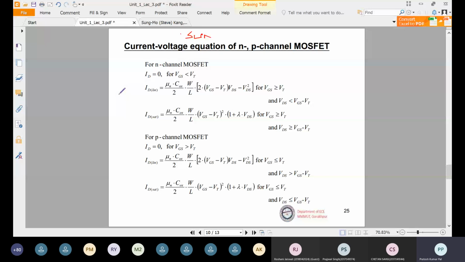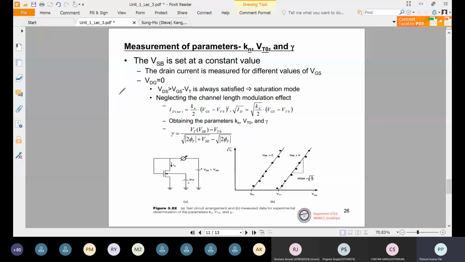After that we will be considering some examples of how the current equation is used, and some other parameters. We will be taking this in the next class.